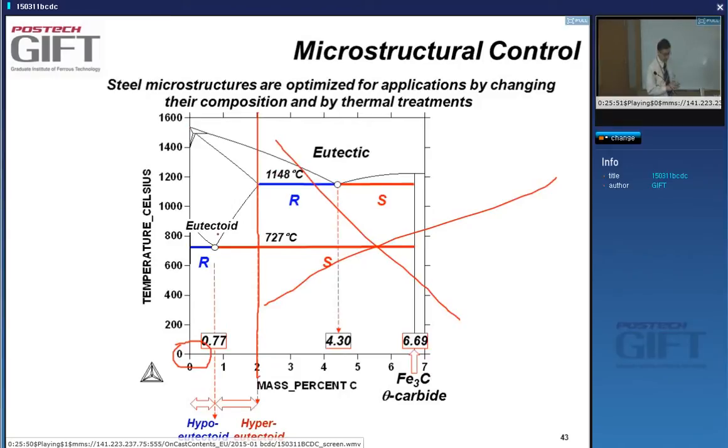Let's learn some vocabulary here. We already know a few things. We know that this point is called the eutectoid point. We know it's about 0.8. Actually, to be more exact, it's 0.77. And the temperature is around 727 in this particular case.